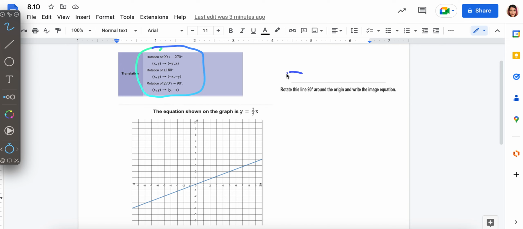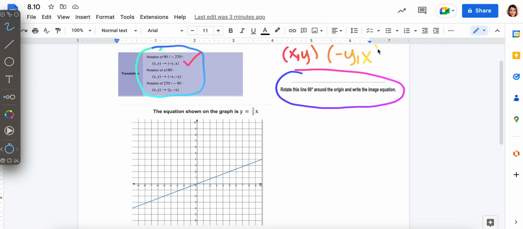What we're going to do with this line is rotate this line 90 degrees around the origin and write the image. So since we're doing 90 degrees, we're going to follow this rule right here. XY is going to become negative Y, X. So all you need to do is pick some points on the line. 0, 0 is going to stay the same, right? Because 0, 0. So we can pick that point. And then let's pick this point. I think those are the only 3 that go directly in the middle or on the line. So this is 5, 2, and then this point is negative 5, negative 2.